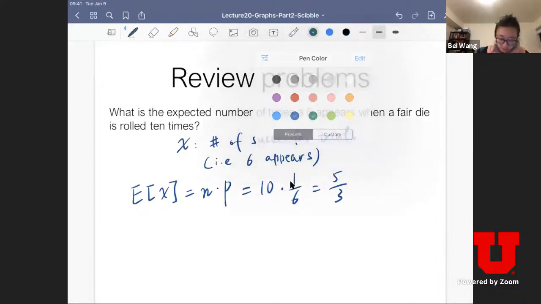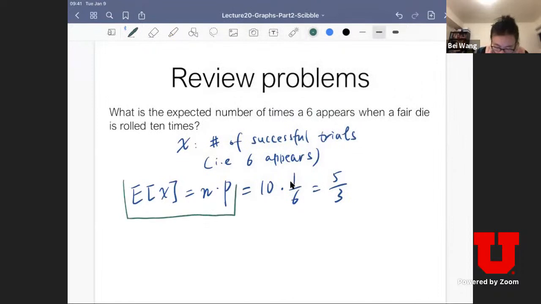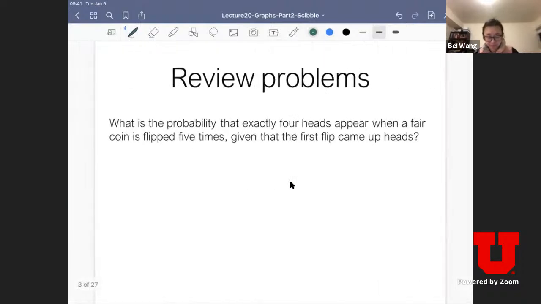So the main part of this question is actually using the formula for the expectation of a random variable. All right, let's move on to the next one.